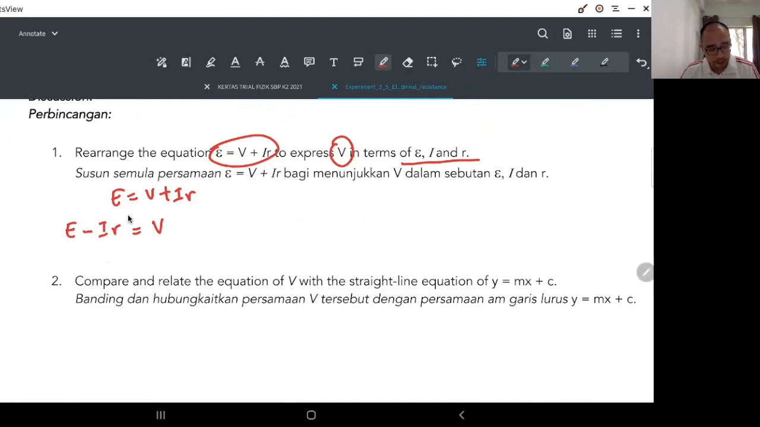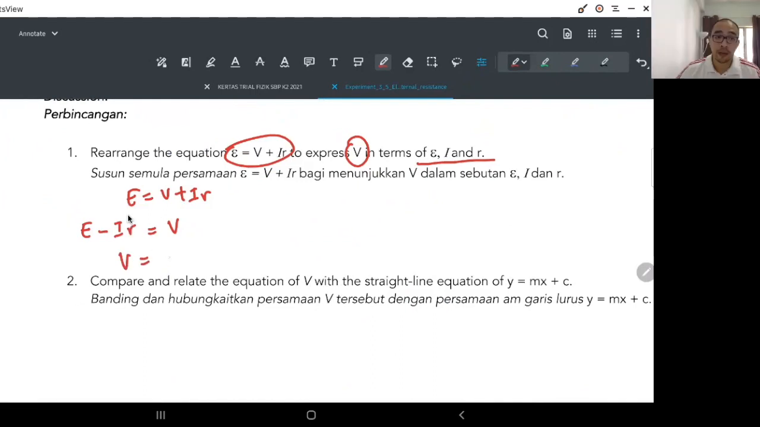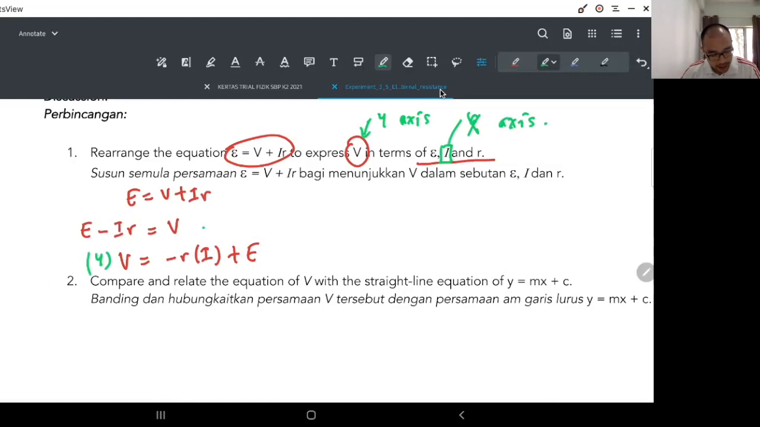If I write it back, V equals, I'm just rearranging this time. The reason why I want to rearrange this is because I know that my V is the y-axis, and my I is the x-axis. And according to linear law, this is y-axis, this is x-axis. Therefore, your negative R is your gradient.